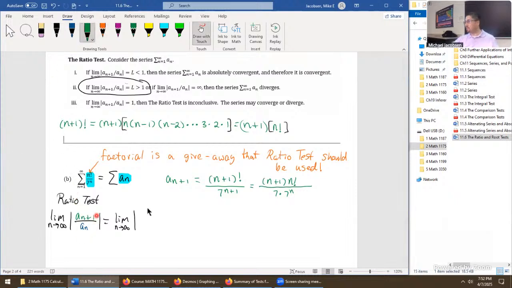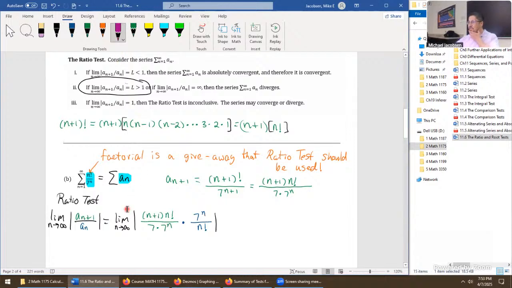Plug in a_{n+1}. Here it is in a simplified form. n plus 1 factorial, 7 times 7 power of n. Then next we multiply by the reciprocal of a_n. So flip this fraction to 7 power of n, divide by n factorial. After doing all that stuff, you always expect a big set of cancellations.